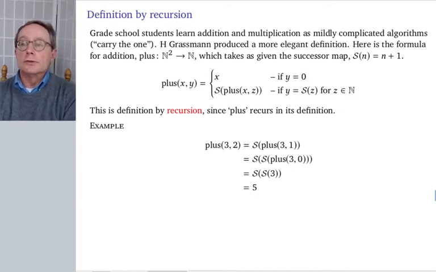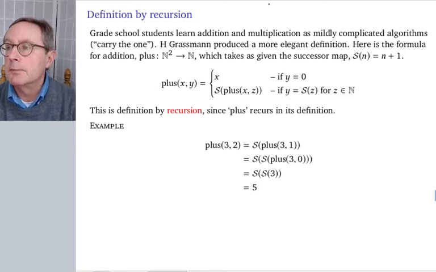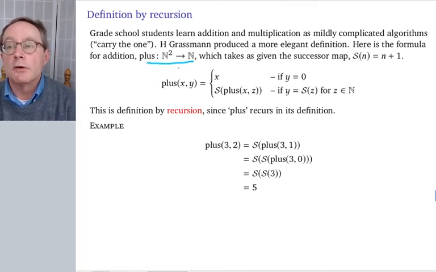So grade school students, of course, learn addition and multiplication by some mildly complicated algorithms. You know, you have to multiply by carrying the one, this kind of stuff. Grassmann produced a more elegant definition. Here's the formula for addition. I'm going to call addition the function plus. Plus takes in as input two different natural numbers, and as output gives a single natural number.